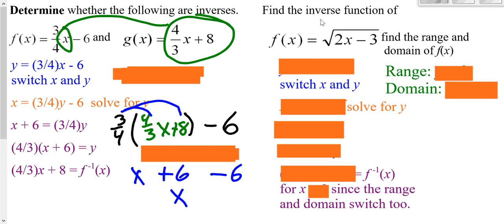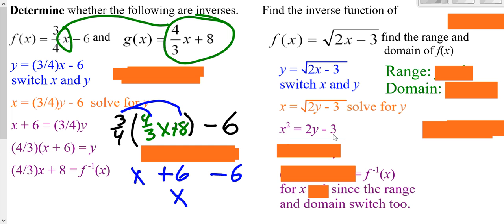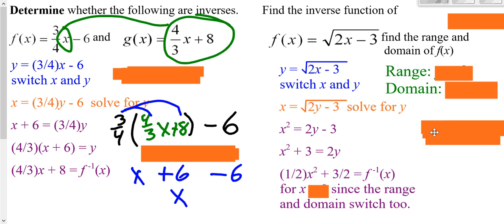Looking at the next one, you can just find its inverse. So once again, f of x is the same thing as y. And then you switch x and y and you solve it. So we'd have to square both sides. We'd have to add 3 to both sides and then multiply both sides by a half. This would be then our inverse.